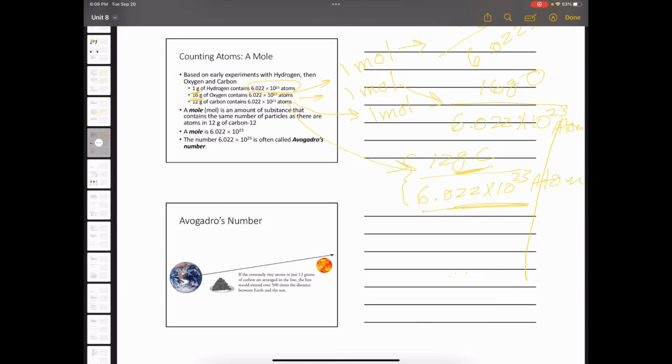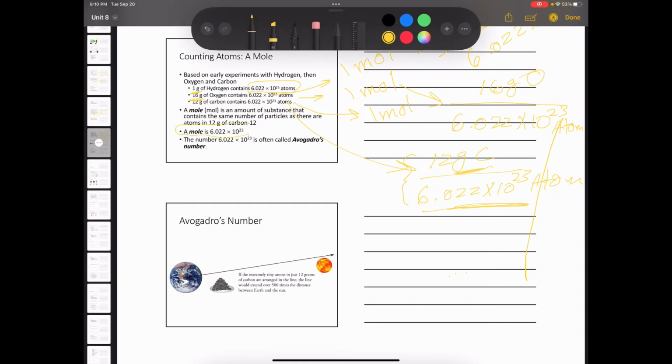So the mole is an amount of substance that contains the same number of particles as there are atoms in 12 grams of carbon 12, okay? So a mole equals 6.022 times 10 to the power 23. And this constant number, I will give it to you during the exam, so you don't have to worry about memorizing it. We call this number Avogadro's number. So Avogadro's number is 6.022 times 10 to the power 23, and this number is used to describe the number of atoms.